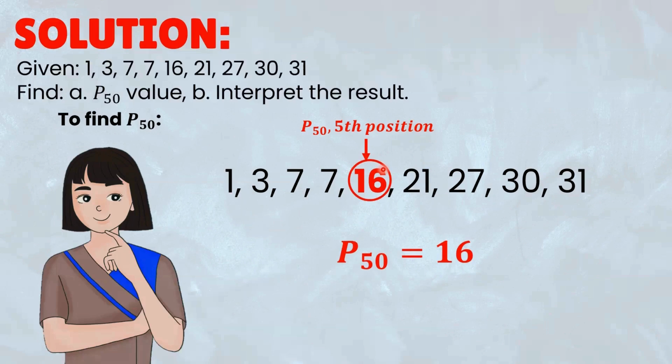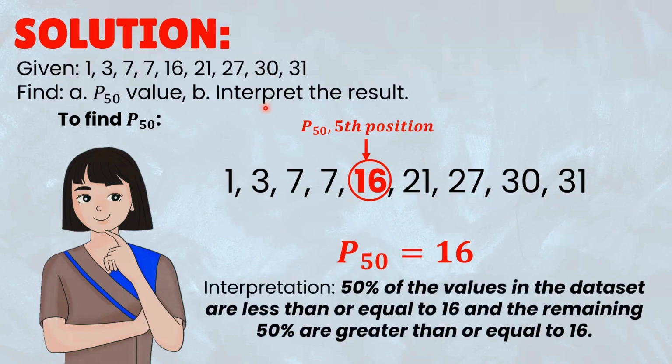As you can see, 16 is the middle score. There are 4 scores below it and 4 scores above it. It's the middle score, percentile 50. For our interpretation, a score of 16, which falls on percentile 50, means that 50% of the values in the dataset are less than or equal to 16, and the remaining 50% are greater than or equal to 16.